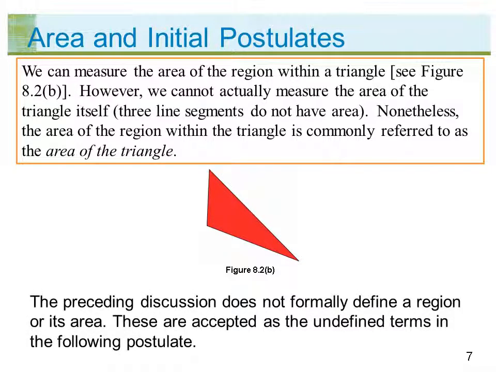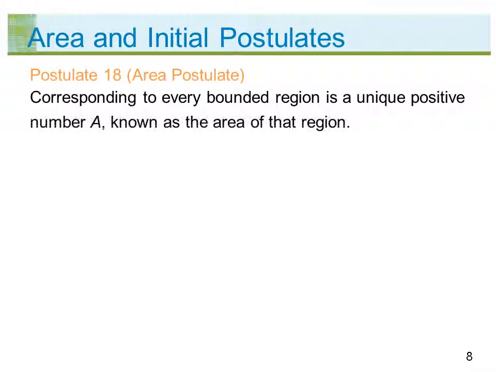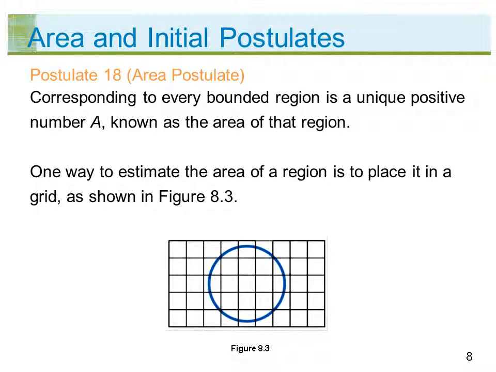The preceding discussion does not formally define a region or its area. These are accepted as the undefined terms in the following postulate. Postulate 18, area postulate. Corresponding to every bounded region is a unique positive number, A, known as the area of that region.